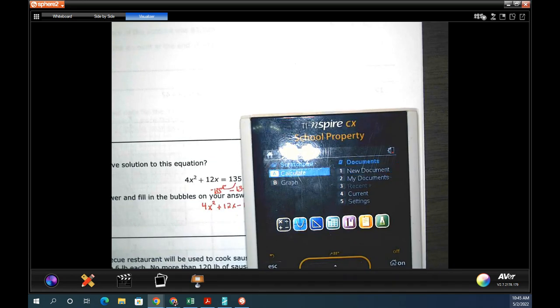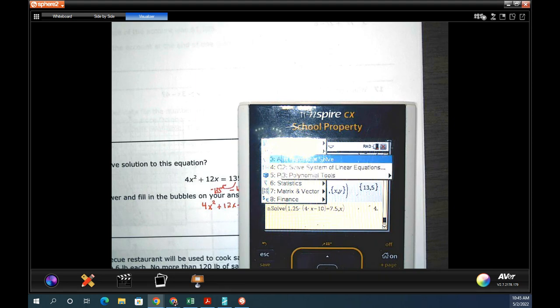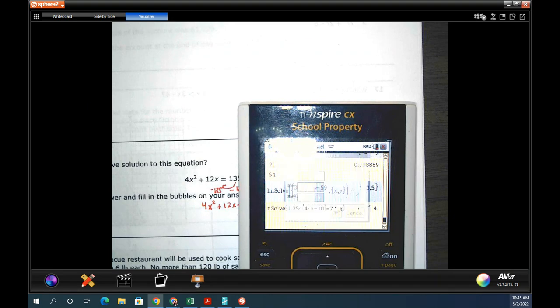Go to calculate. Hit menu, algebra. Go down to polynomial tools. Hit the right arrow. Find roots of polynomials. It's always going to be degree 2 for us, so just hit OK.